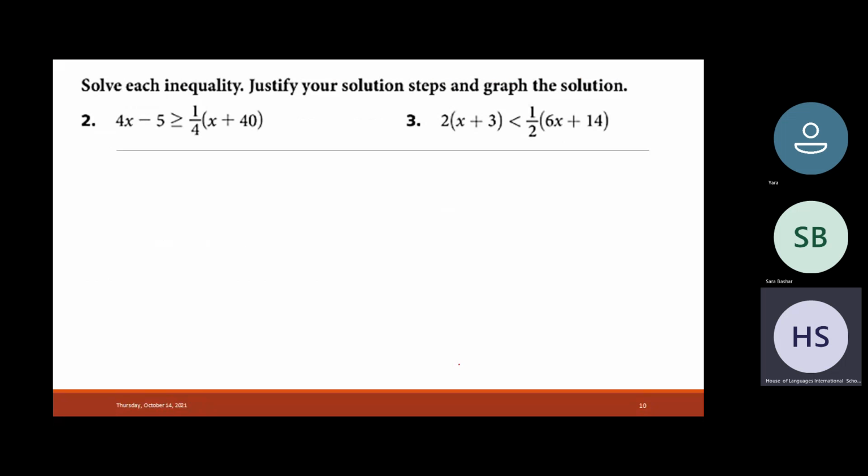Okay? Now, I will give you a simple one first, then we will go to this one. If you have 3x minus 9 is greater than 3, as an example, we're going to solve for x. As we did in the equation, we have to do in the inequality. Yes?